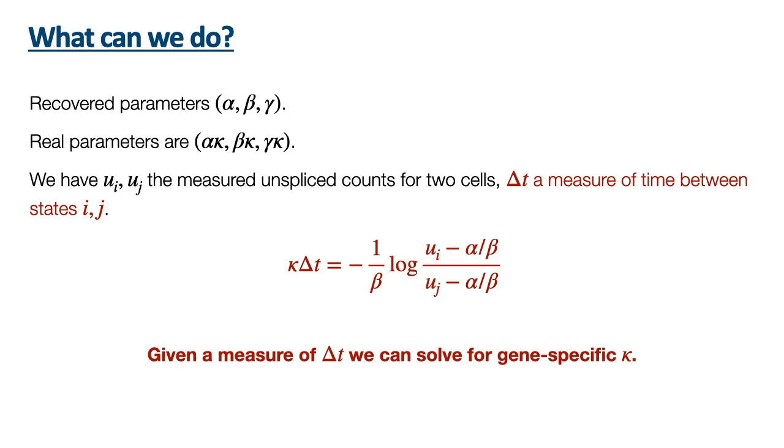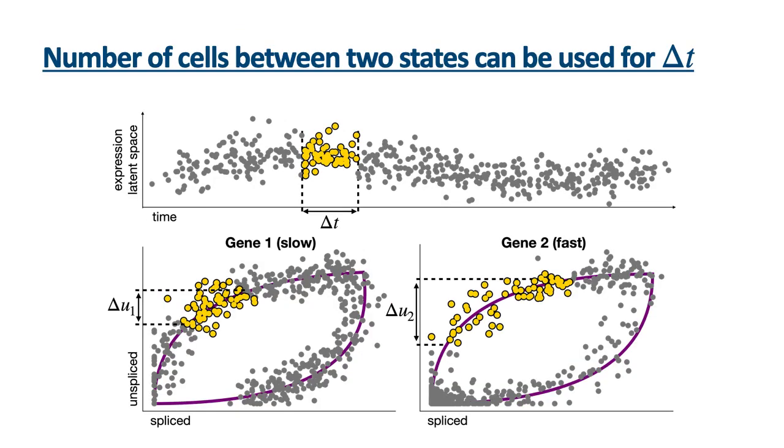Now, of course, the issue is that we don't actually have delta t, otherwise we would not need to do this velocity analysis. So we need to find a proxy of delta t that we can use to recover the true scaling factors kappa. What we suggest to use in our work as a proxy for delta t is the density of cells, or the number of cells between 2 states.